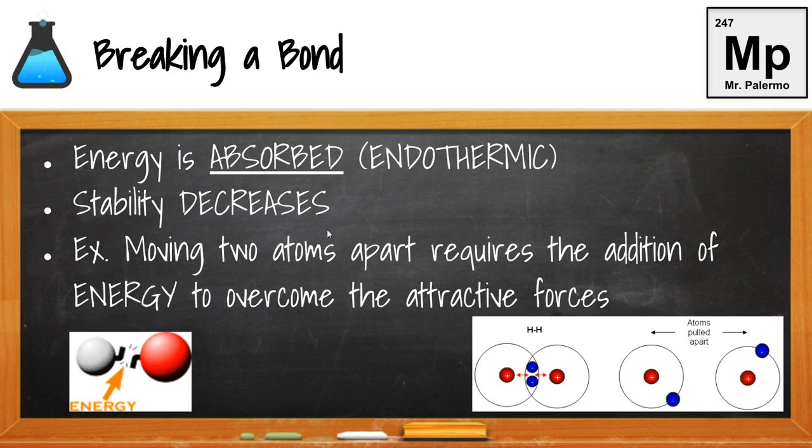Atoms are unstable. For example, moving two atoms apart, as we can see here, requires the addition of energy. If we have this attractive force on these electrons and they're sharing these electrons, and I want to move them apart, it's like moving two magnets apart. I have to put energy in, and so therefore energy is absorbed. And now they are unstable. If I let them go, they're going to come back together.